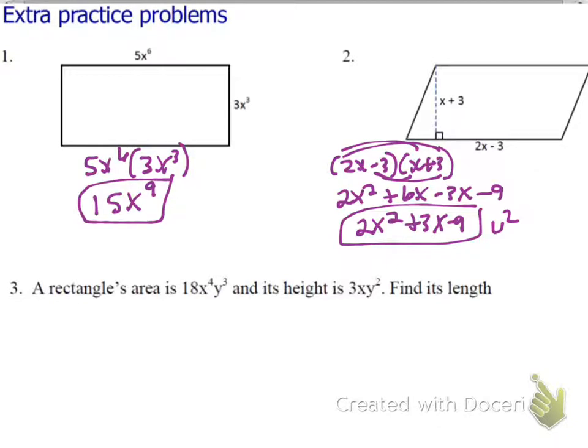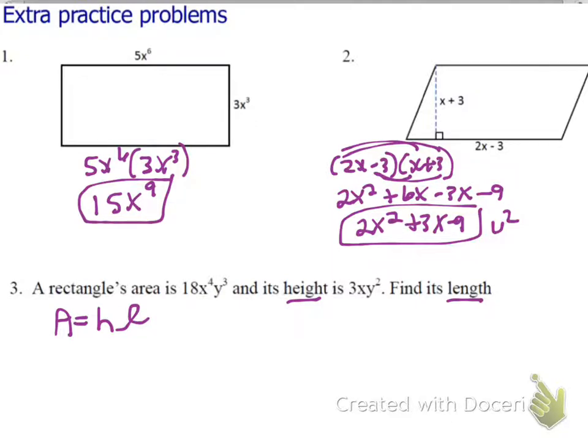Alright, the next one. A rectangle's area is 18x to the 4th y to the 3rd, and its height is 3xy squared. Find its length. So if you think about area of a rectangle, it is base times height. But notice here they're using the words height and length, so I'm going to use that.